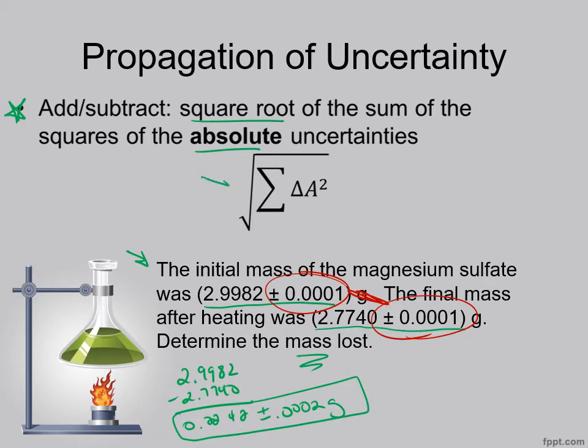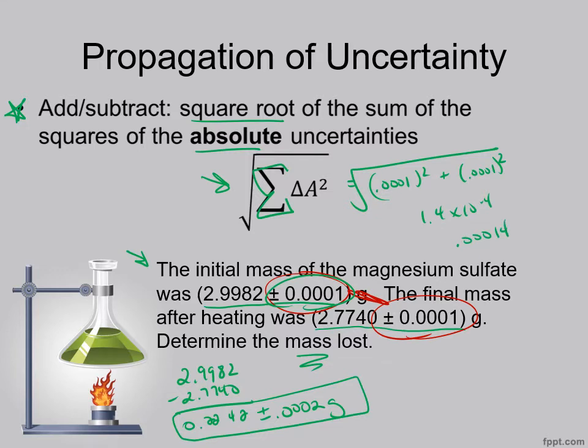If we want to do this method, our other option is to do that 0.0001 squared. And we're going to add, because this is the sum, the other uncertainty squared, and then we'll take the square root of that. And that turns into 1.4 times 10 to the minus 4, which is going to be 0.00014, which isn't exactly 0.0002, but they're not that far away from each other. So again, you have two options. You can do this crazy messy thing, or you can just add them together. I highly recommend you just add.